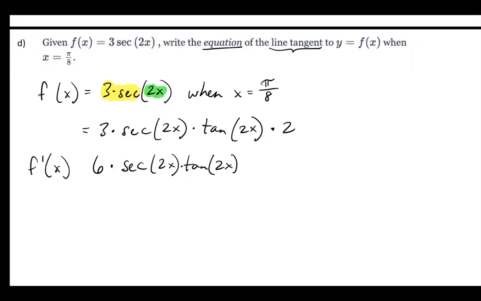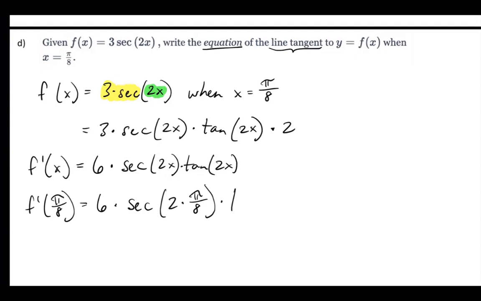Okay. Now, what do I have to do? What do I do to come up with the equation? What do I need to do next? Anywhere I see an x, I need to put pi over 8 in. Okay, so I go f prime of pi over 8 equals 6 times secant 2 times pi over 8 times tangent 2 times pi over 8.